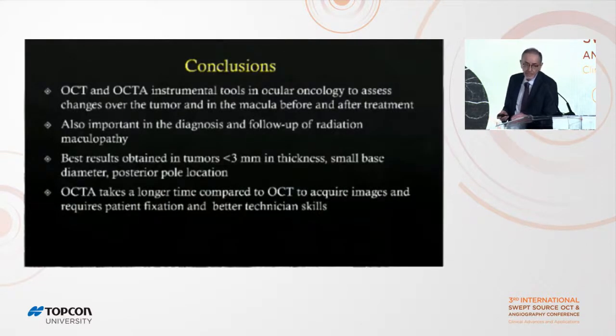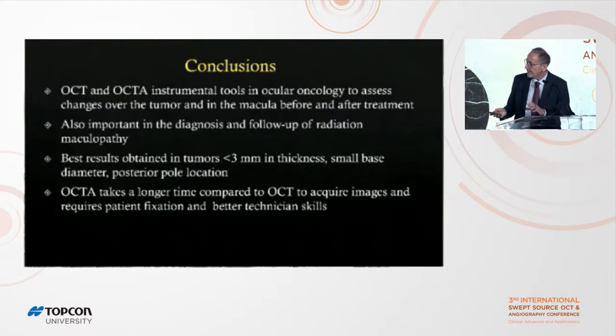In conclusion, OCT and OCTA have become instrumental tools in ocular oncology to assess changes over the tumor and in the macula before and after treatment. They are also important in the diagnosis and follow-up of radiation maculopathy. Best results are obtained in tumors less than 3 mm in thickness and small base diameter and posterior pole location. And I would say best results are obtained in tumors less than 2 mm in thickness, because in this up to 3 mm, you can still have some out-of-range artifacts and segmentation problems.